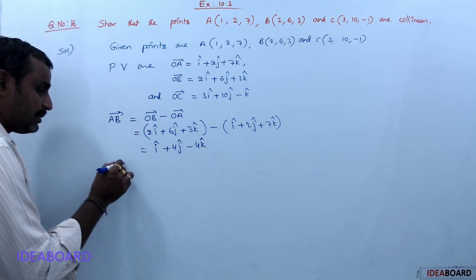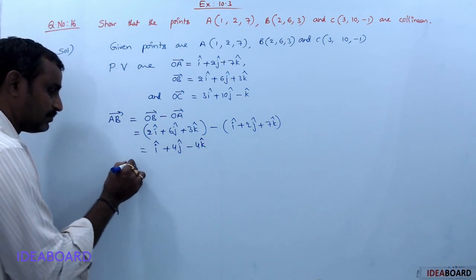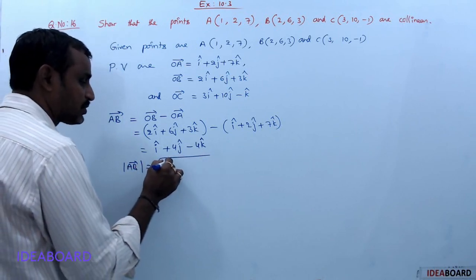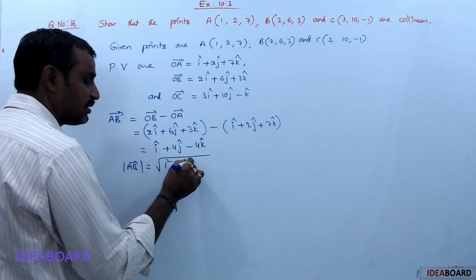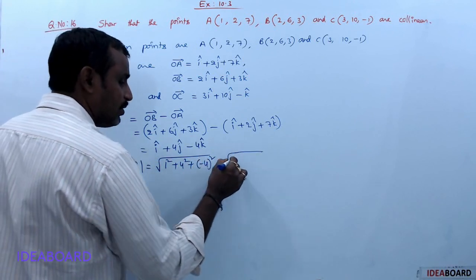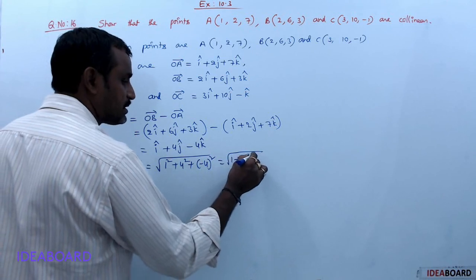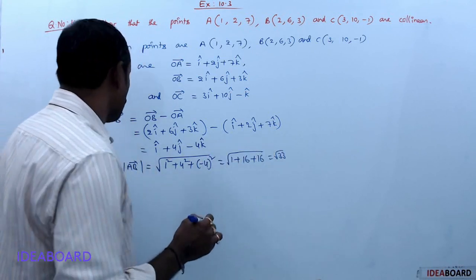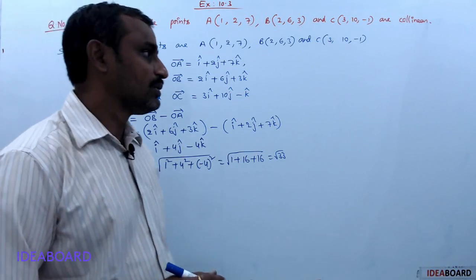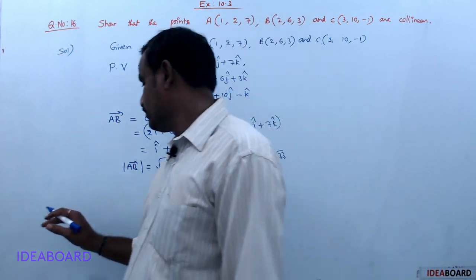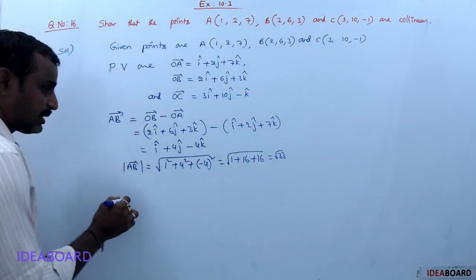Now the magnitude of AB bar you can calculate here. This is equal to under root 1 square plus 4 square plus minus 4 whole square. So now this is equal to root 1 plus 16 plus 16, the value becomes root 33. So the magnitude of AB bar is root 33. Similarly, you can find the magnitude of BC bar also.